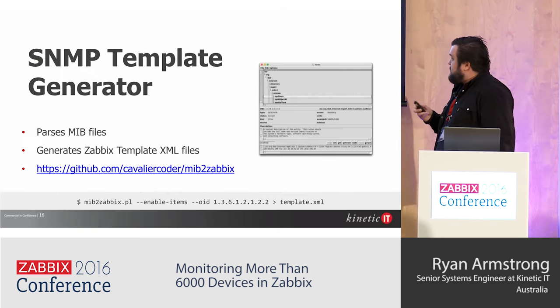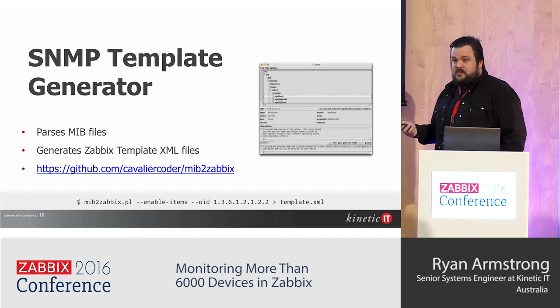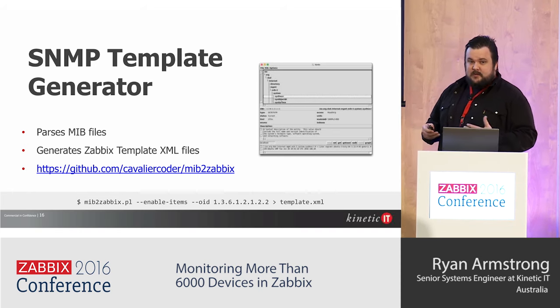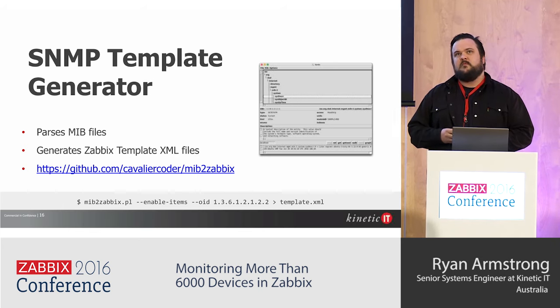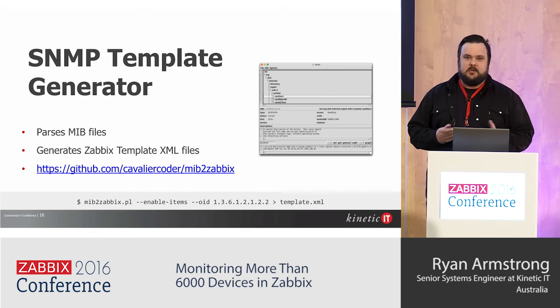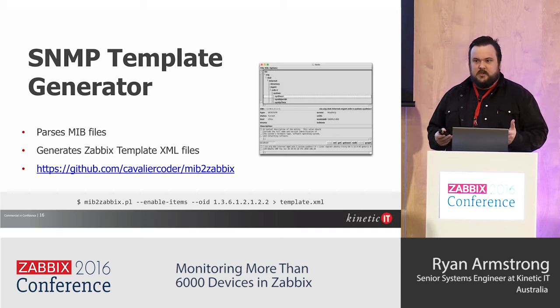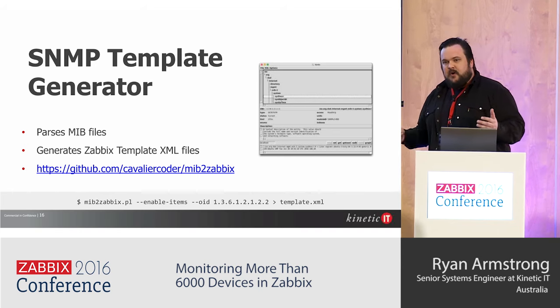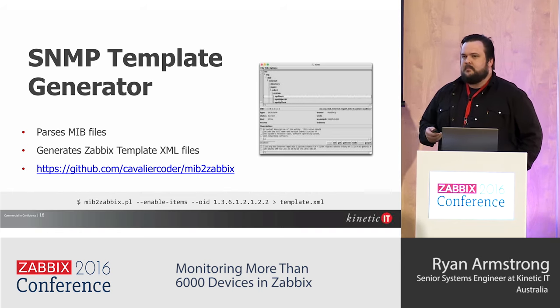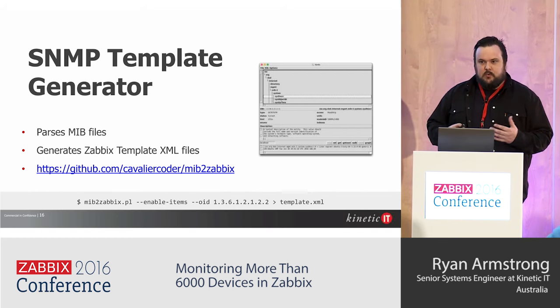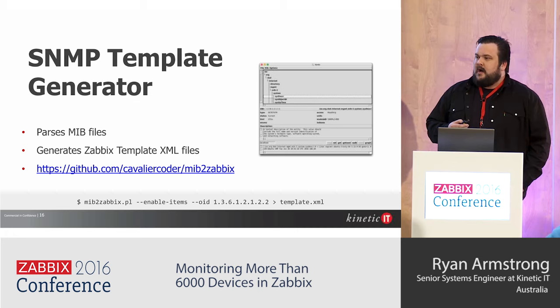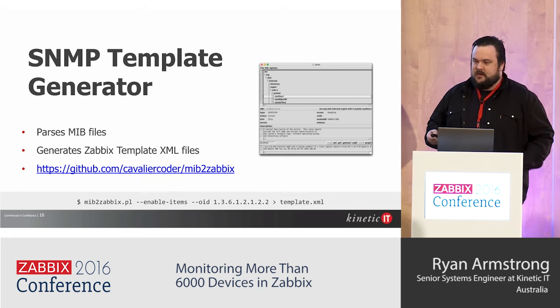So I'm going to attempt the impossible and try and give you a demonstration of something now. When it comes to generating SNMP templates, they can be time-consuming, especially when you're looking at a new device from a new vendor, and maybe the MIB files have got thousands of items in them. It can take a while to figure out what you want to see from that device, what data is valuable, and there's normally hundreds, right? So we need to start somewhere.